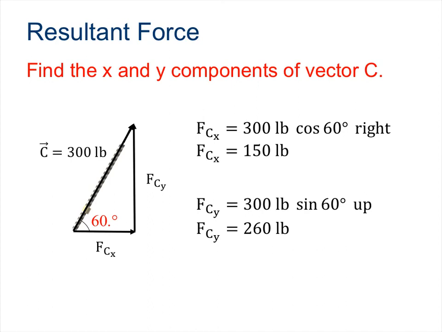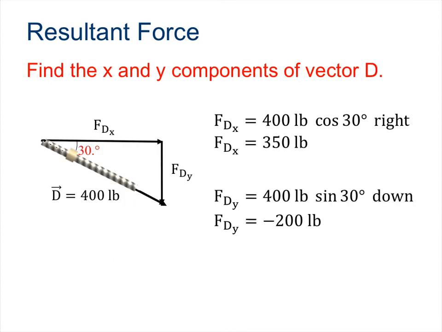To find the force of C in the x direction, I'm going to take my magnitude, 300 pounds, times cosine of 60, and I get 150 pounds. To find the force of C in the y direction, I'm going to do 300 pounds times sine of 60, and I get 260 pounds of force going up.